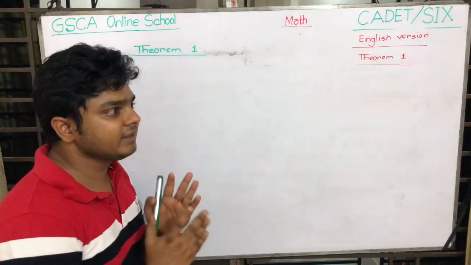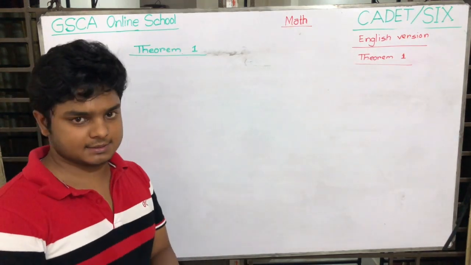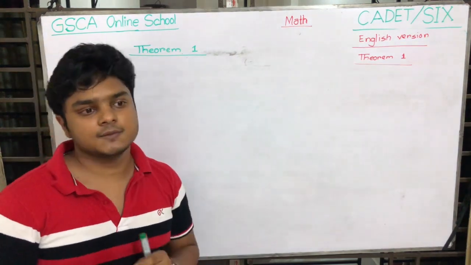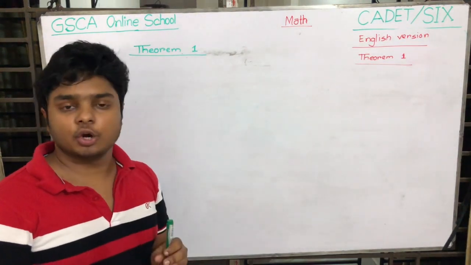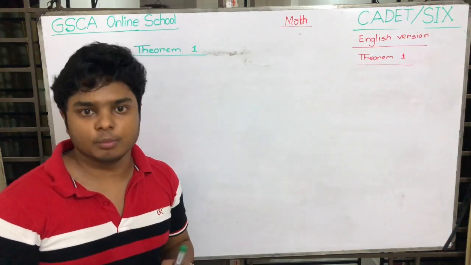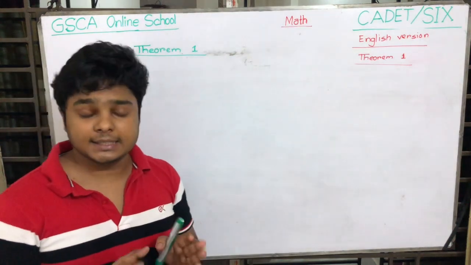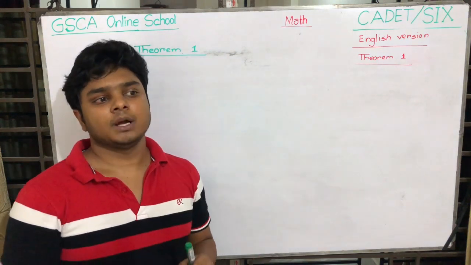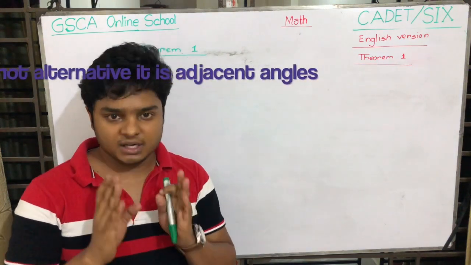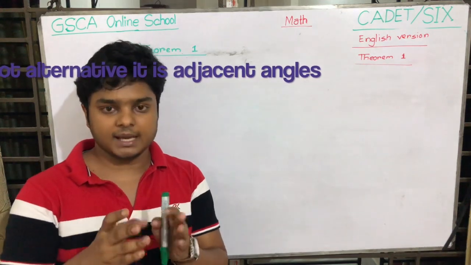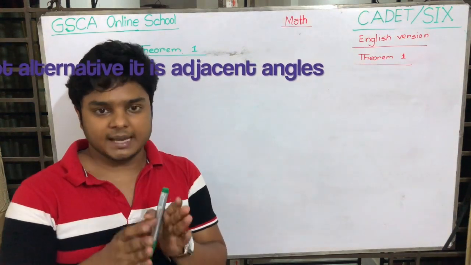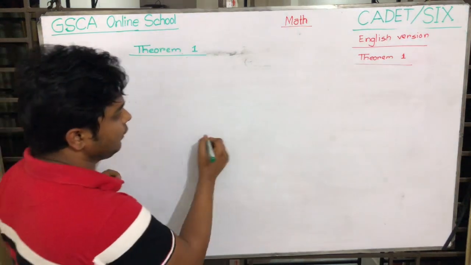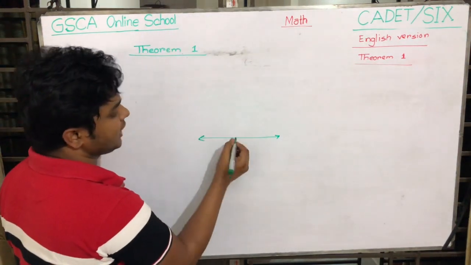So what is the definition of adjacent angles? You should write as the definition: the angles having a common vertex and a common side and lying next to each other are called adjacent angles to each other. Clear? Now what is Theorem 1 all about?